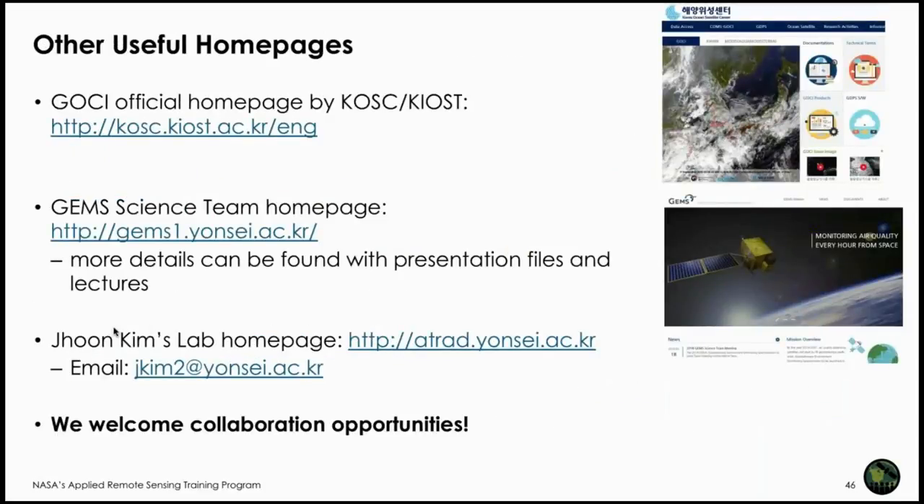Other useful homepages. The GOCI official homepage is here by KOSC. So you can see the GOCI level 1B data and other general information. You can get that information from this homepage. And the second one is the GEMS Science Team homepage operated by our group. You can find more details with presentation files and lectures. We also have the GEMS Science Team meeting every year, and all of the materials are already uploaded, so you can check it. And our group homepage is here. We welcome collaboration opportunities.